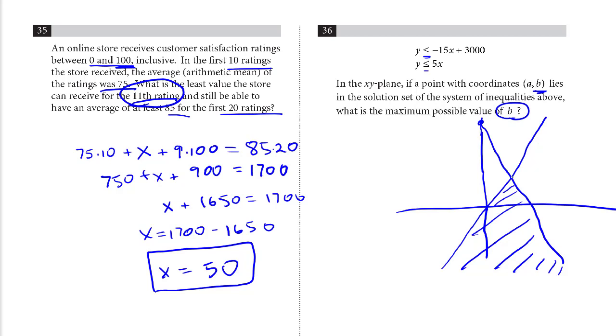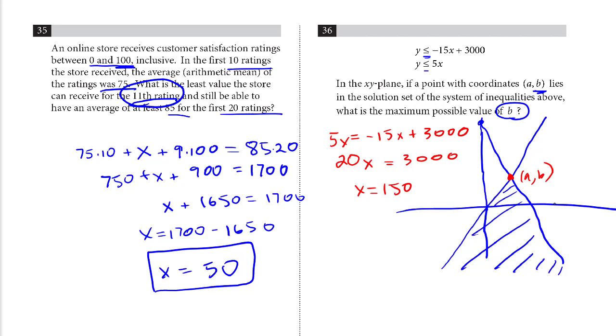Well, that maximum point, with a maximum Y value, I should say, in the solution set is the intersection of the two graphs. So I basically have to solve this system of two equations and take the Y value of that point. That will be A, comma, B. So let's figure out what that solution point is. Set the equations equal to each other: 5x equals negative 15x plus 3,000. I'm going to add 15x to both sides. 20x equals 3,000. That means x equals 150.